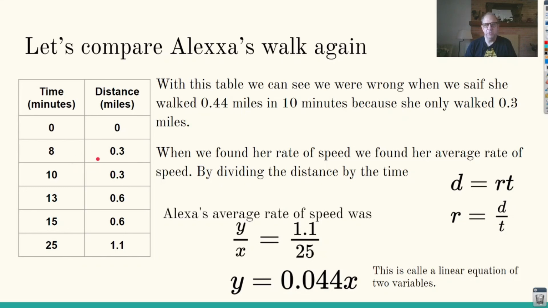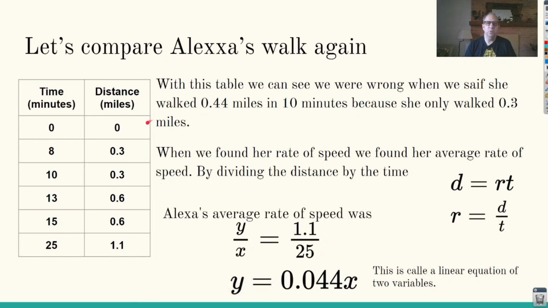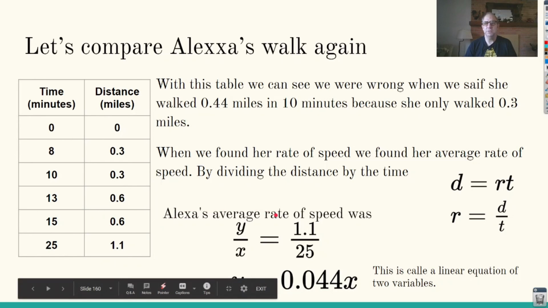The first 8 minutes she was walking, the last 2 minutes she was standing still, and then she was walking, and then she was standing still, and then she was walking. So it's not a constant rate for her. Okay? And we can prove that by saying if we divide y divided by x in all of these, we get a different number for all of these.